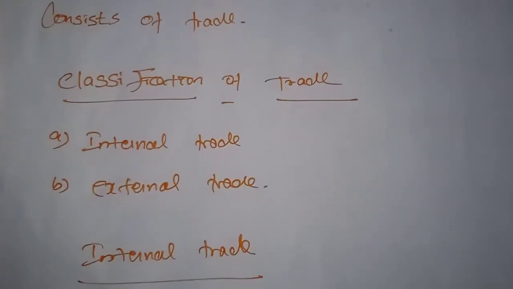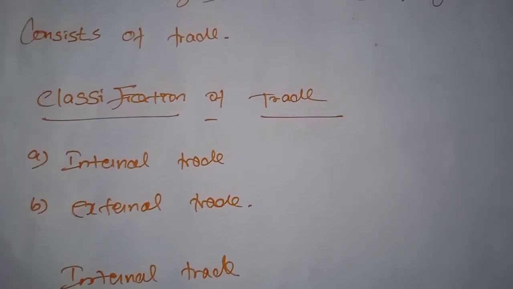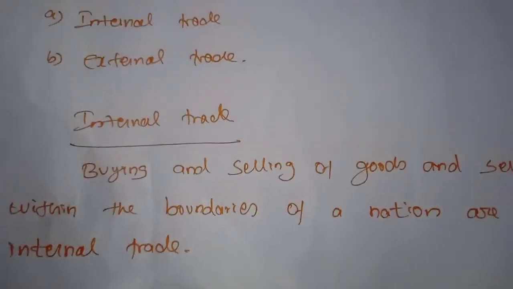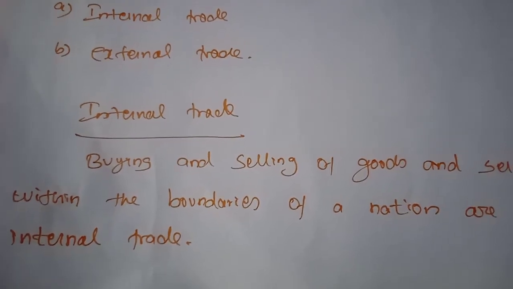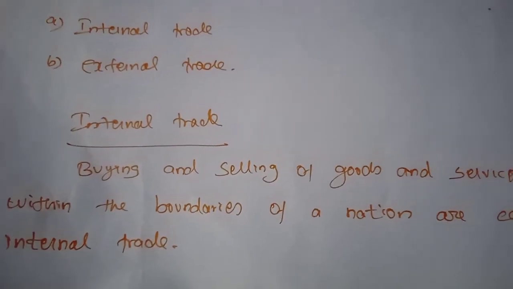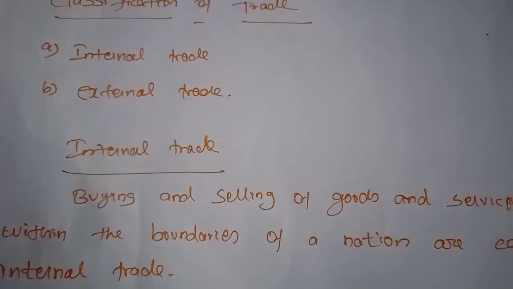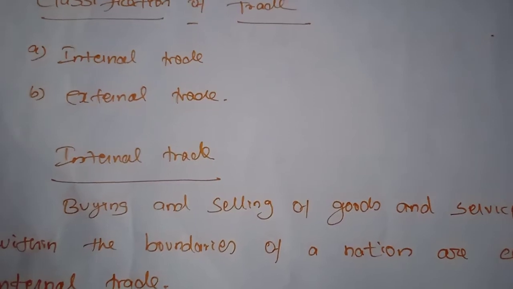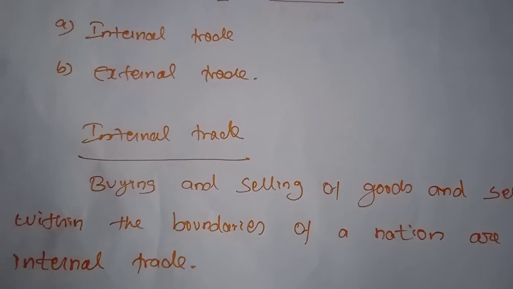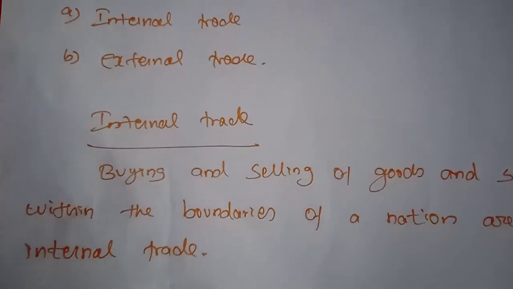We can classify trade into two types. The first is internal trade and the second is external trade. We know internal trade well because we have studied it already. The buying and selling of goods and services within the boundaries of our nation is called internal trade. All the purchasing and selling of goods occurs within our country itself, and this is called internal trade.